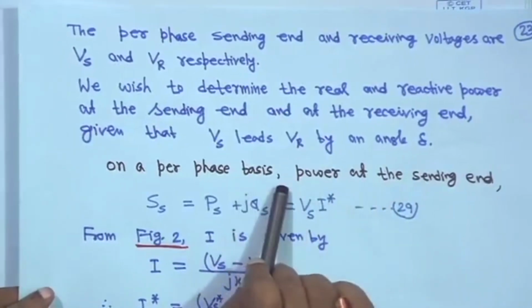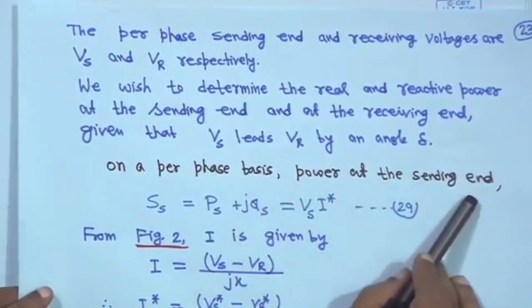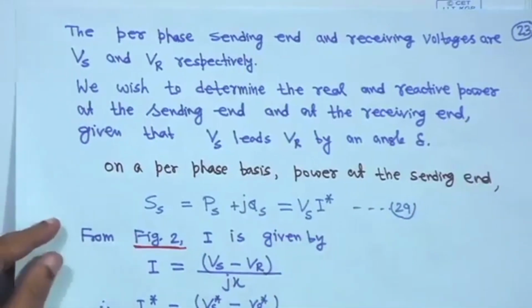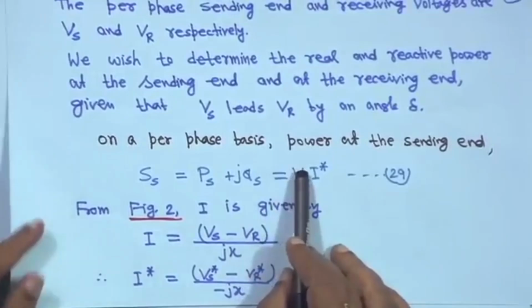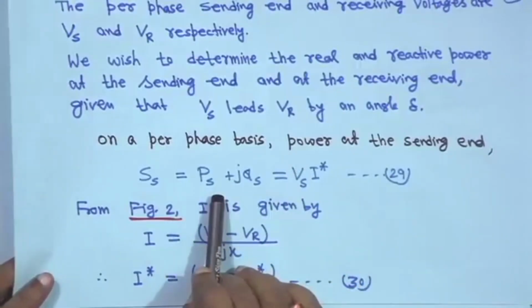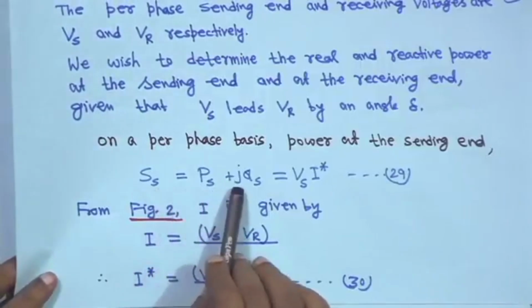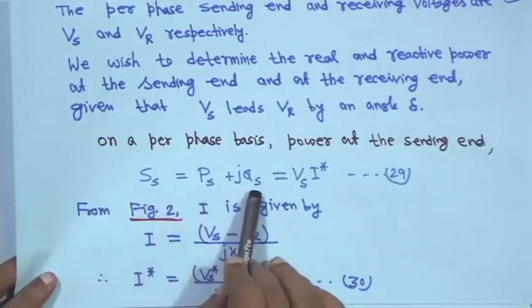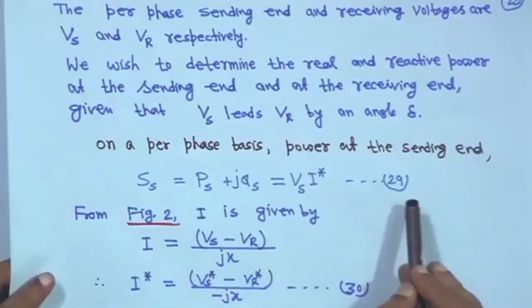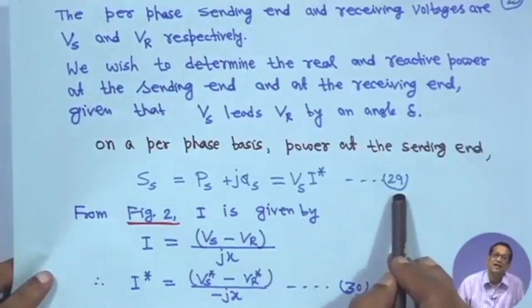So, on a per phase basis, power at the sending end. We know this, as previously we have studied for load flow studies also, that the sending end power S s is equal to P s plus j q s, which is equal to V s I conjugate. So, this is equation 29.